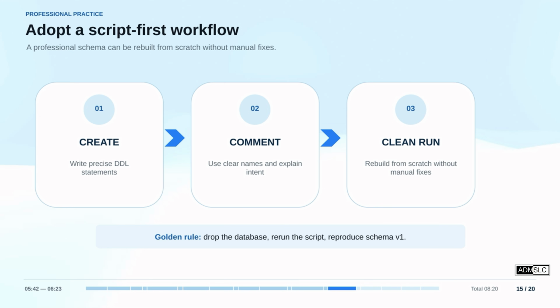Step 1 is writing those precise create statements we just talked about. Step 2 is adding professional comments and sticking to consistent naming conventions. Trust me, your future self and your assessors will absolutely thank you for that. But step 3 is the golden rule. Your script must run cleanly from scratch. It needs to be totally reproducible. If you completely drop your entire database, you should be able to click Run on your script and generate the exact same schema version 1, from top to bottom, without a single manual tweak or error.